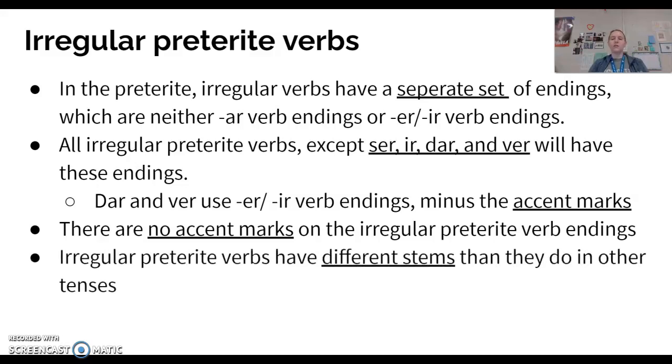Okay, all of your irregular preterite verbs have a different stem than they do in the other tenses, and that's where this wonkiness comes in, because we have to memorize. One, we have to memorize a new set of endings, and two, we have to memorize a whole new stem, and we have to figure out which stem goes with which verb. So a few different things that we're going to be jumbling around in here. And so this is just a memorizing thing, and there's not really any other explanation or any other way to do it.